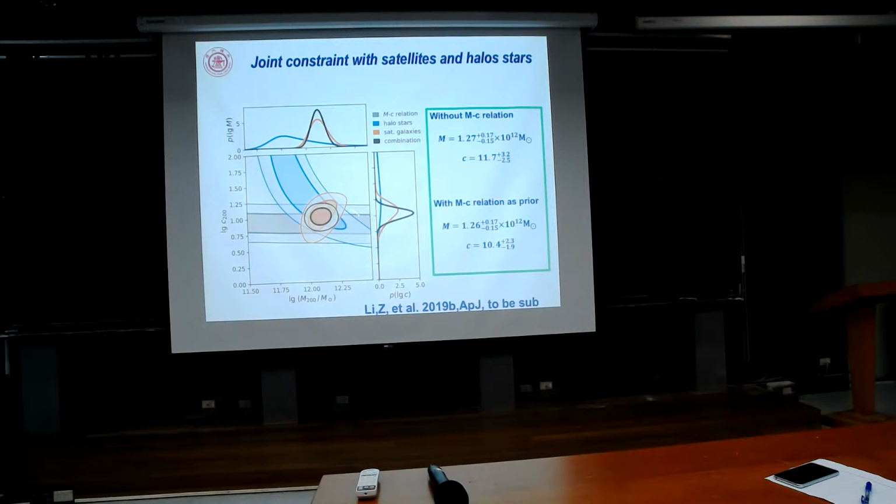If you combine this banana with our observation, this is just the satellites without the mass-concentration relation, then what we get is here. So this is much improved, even if you don't use that one. You can also get quite a good constraint on both mass and concentration. Of course, if you combine the mass-concentration relation, then you can get an even better one.